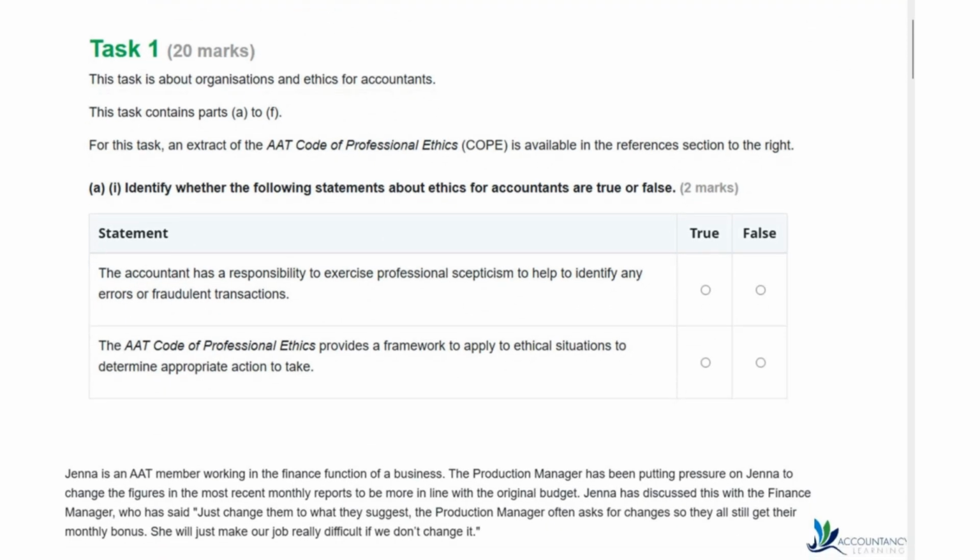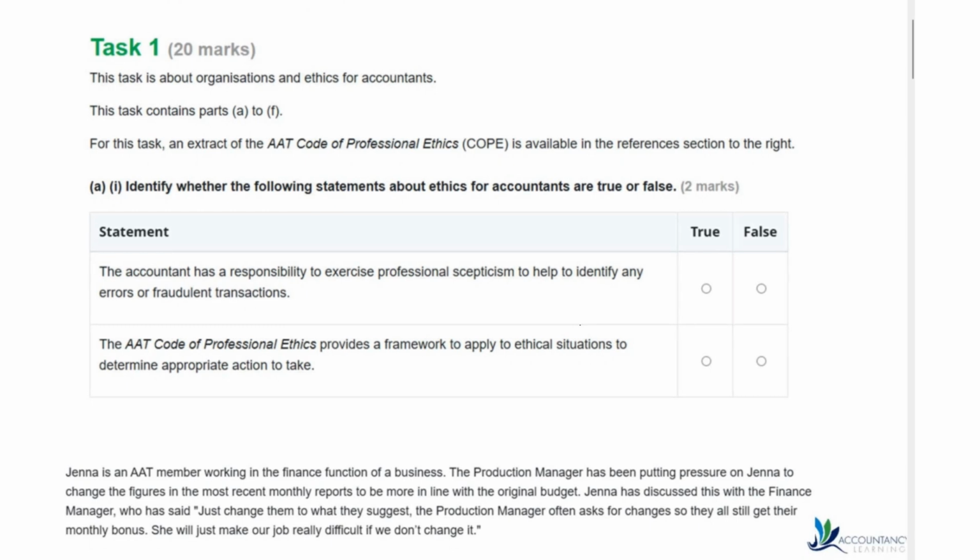We're told in the question that for this task an extract of the AAT Code of Professional Ethics is available in the references section to the right hand side. So on your screen you'll have a little references section. If you click on that you'll be able to open the Code of Professional Ethics if you need to.